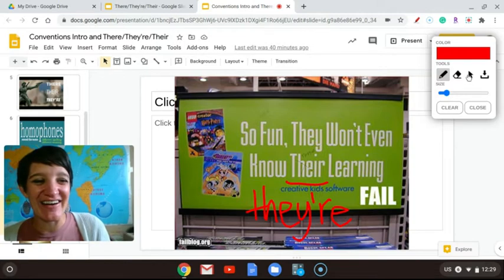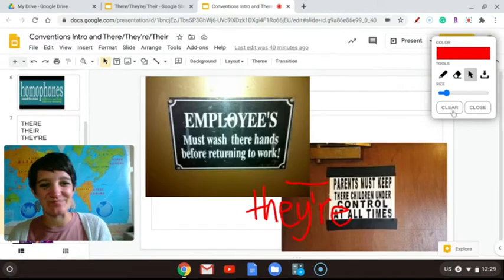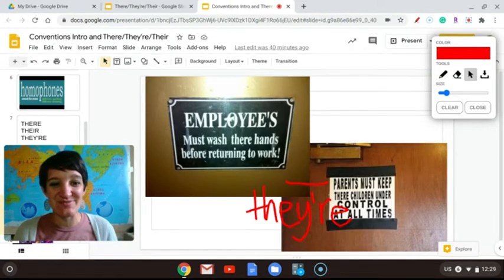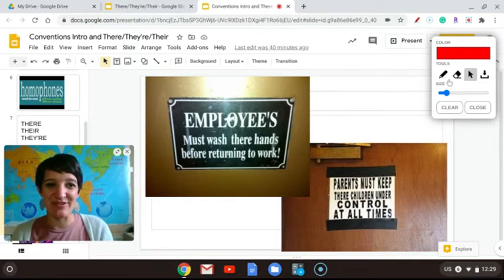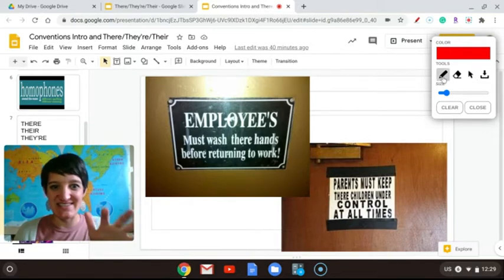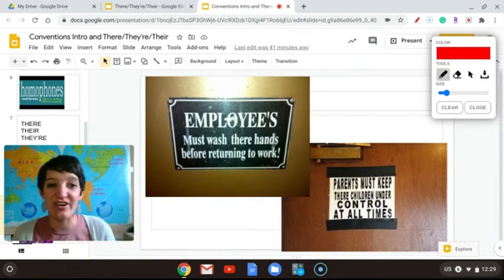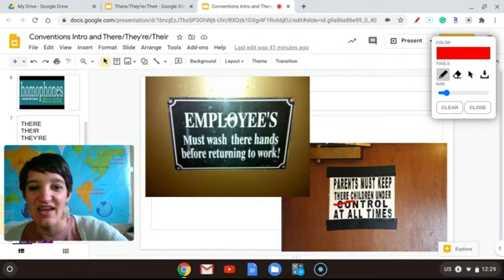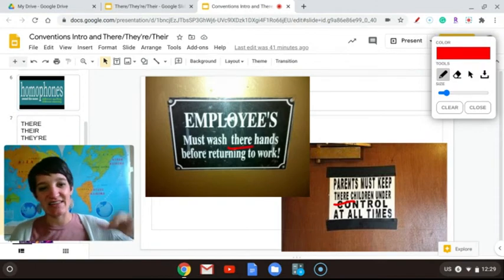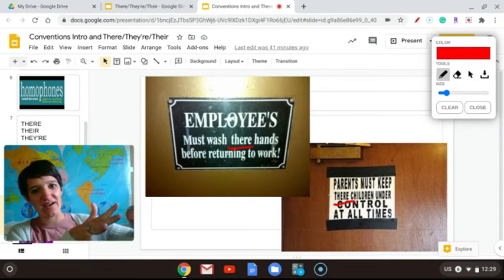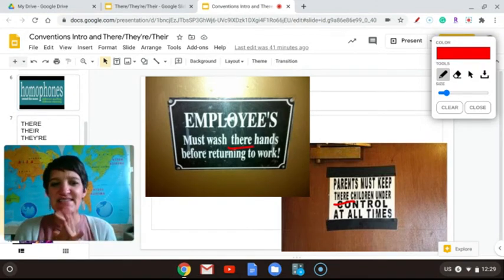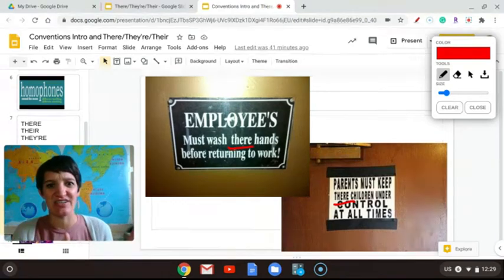Okay, here are some more. "Employees must wash their hands before returning to work." And this is the same mistake. "Parents must keep their children under control at all times." Let's look at these "theirs." They both use the "there" as in like not here, but there. But neither of these sentences are talking about a location, right?